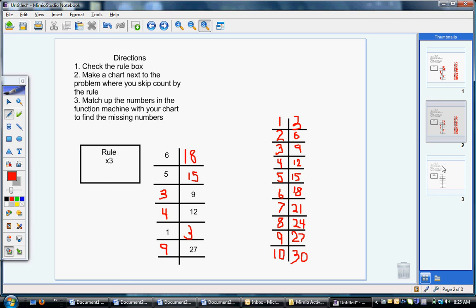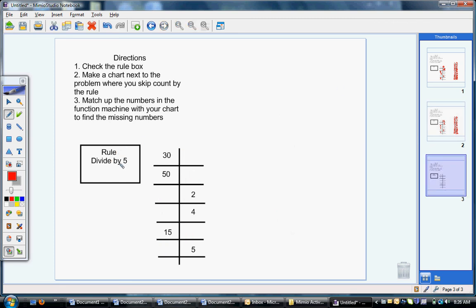In our last example, we're going to look at what happens when it's a division problem. You can still use the same strategy for division. First, check the rule, so I can see I'm dividing by 5. But in my head, I have to think about it a little bit differently. When I divide, it means I'm getting smaller, and you can see that in the chart. The big numbers are on this side now, and the little numbers are on this side.